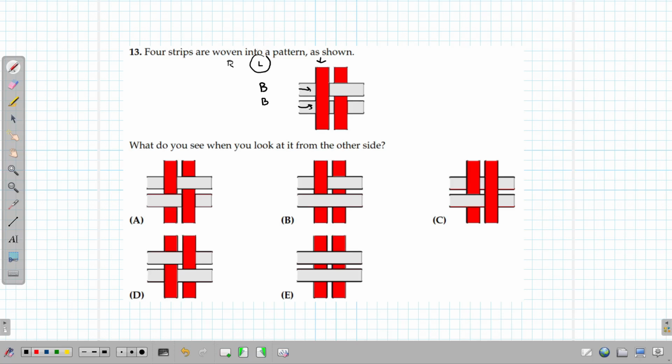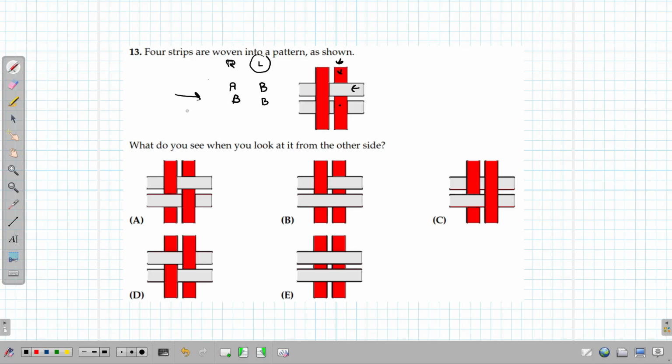Now let's move on to the right, which is actually the left, this one. So the red strip is below this gray strip. So when you look at from behind, the red strip will be above the gray strip. So we're going to write A for above. And this red strip is above the gray strip. So when you look at from behind, it will be behind the gray strip. So a B. Now we got our pattern. Let's start matching it with our options.